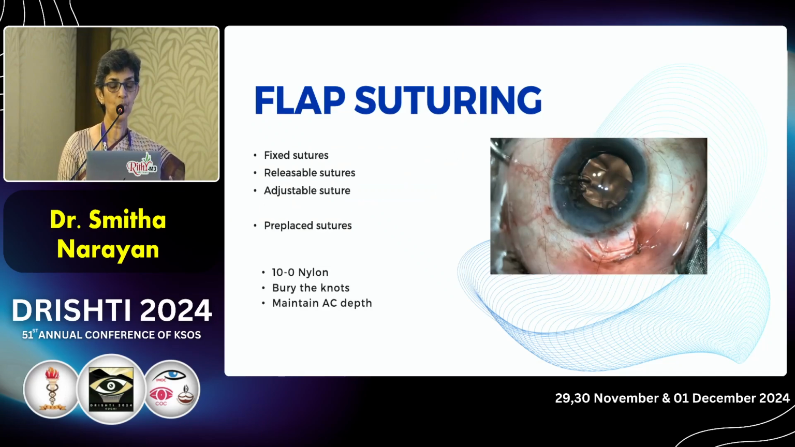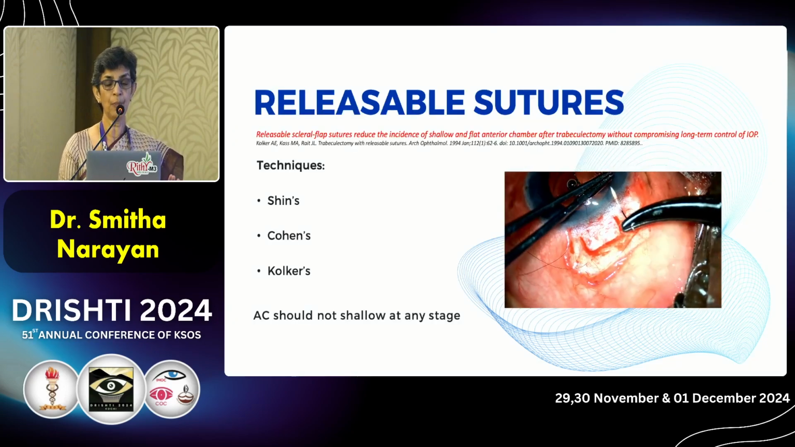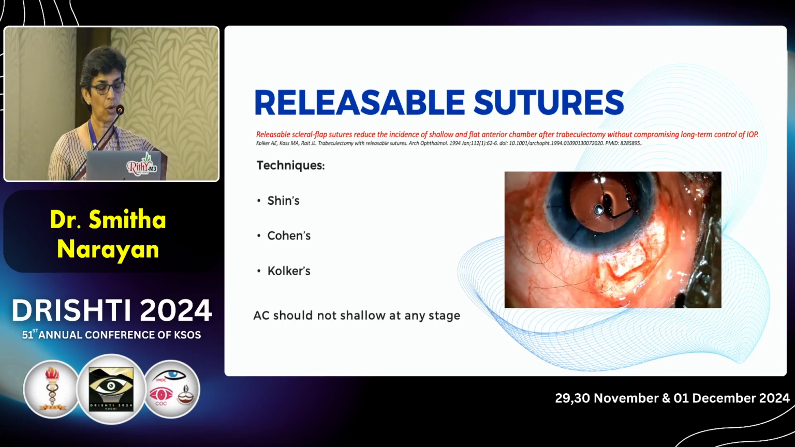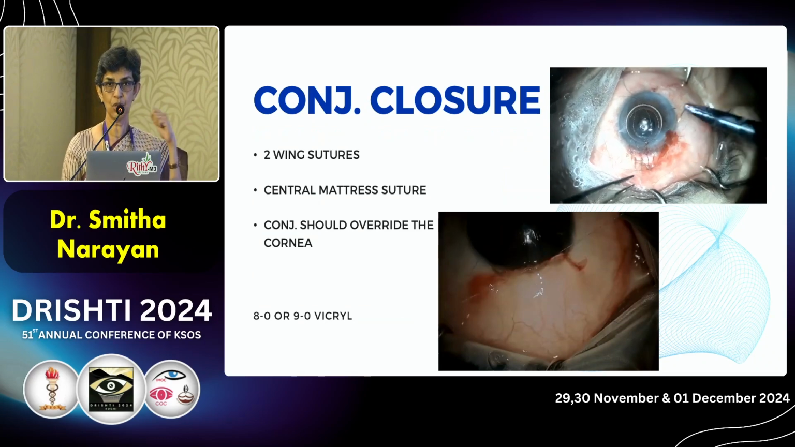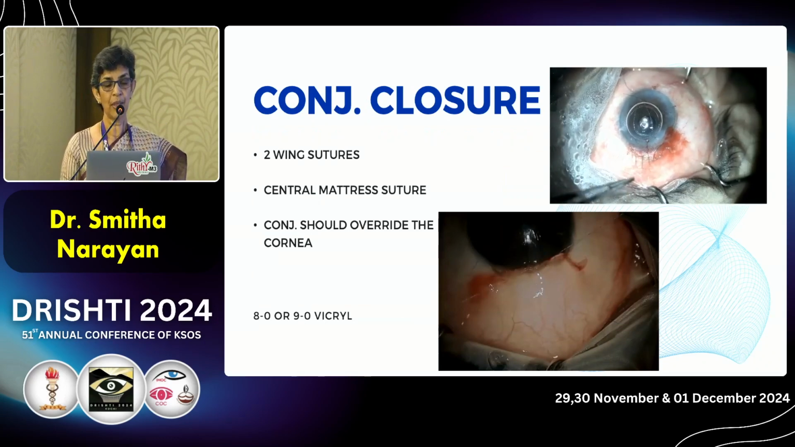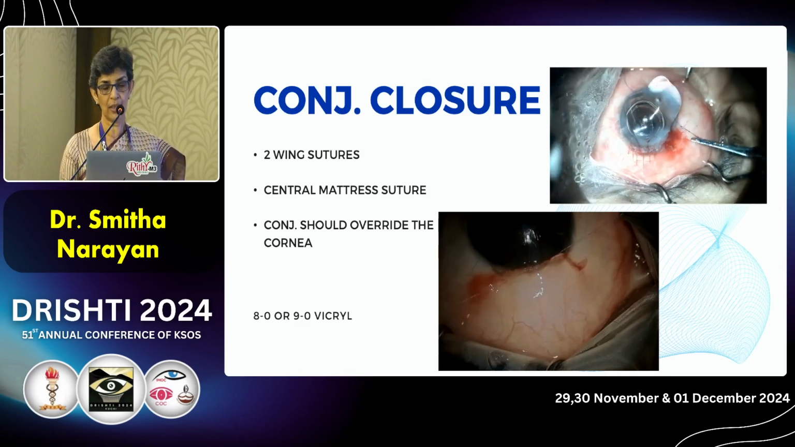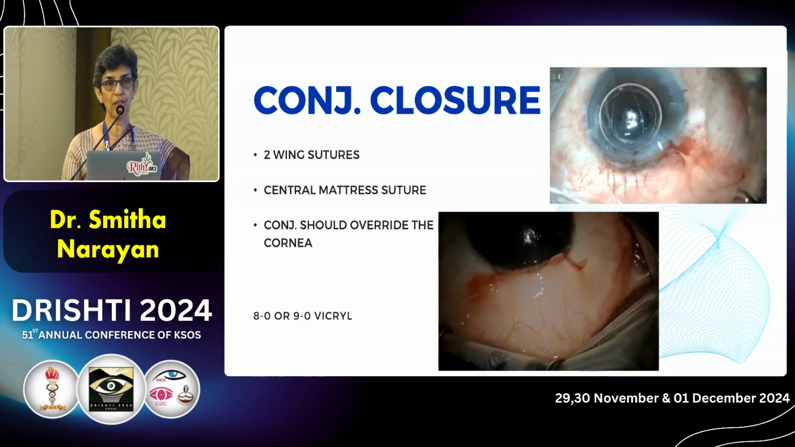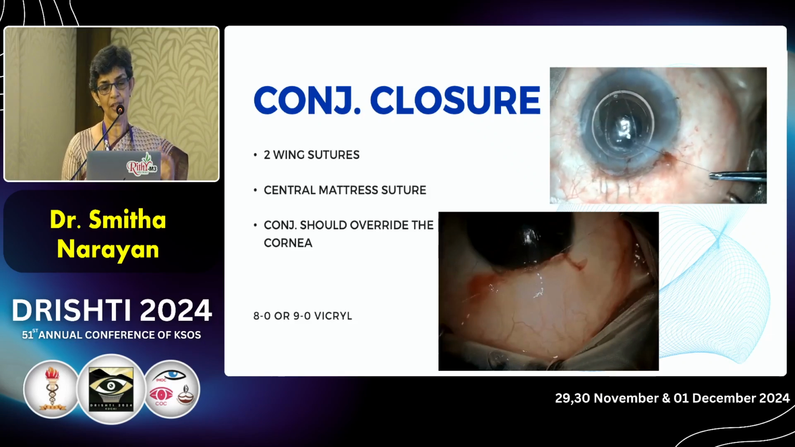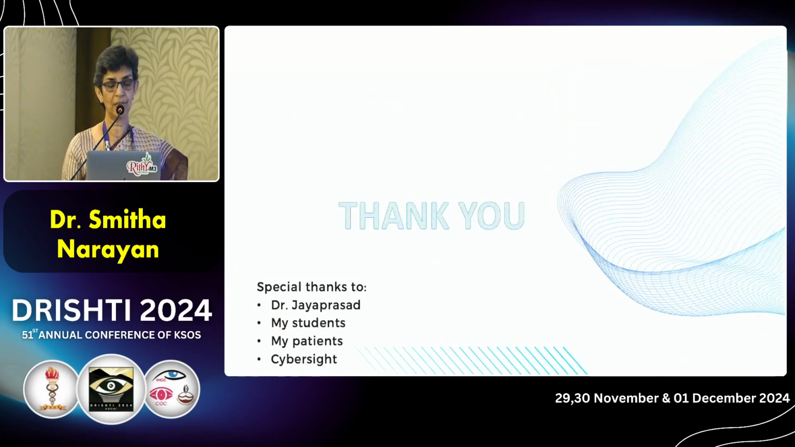The flaps can be sutured in multiple ways, like fixed sutures, releasable sutures, or adjustable sutures. I use 10-0 nylon where the knots are buried. This is the technique of releasable sutures by Kolker's technique. And finally, the conjunctiva is closed with the same suture which was used for corneal traction, and I use 2 wing sutures, which is Vicryl, and then a central mattress suture. I usually prefer that the conjunctiva overrides the cornea, so that later on, even if it recedes, the wound is well covered. So I conclude by saying that trabeculectomy is just a basic step.